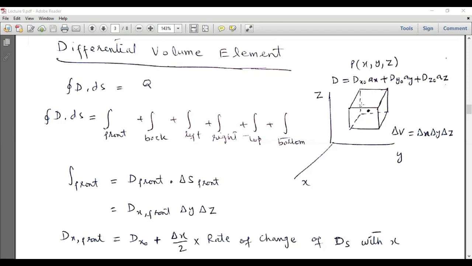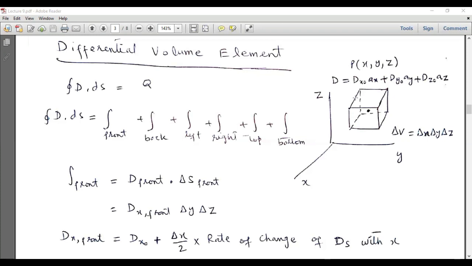So we have a rectangular closed surface or a cubical closed surface, and this is our point of interest, which is lying at the center. And the electric flux density at this point is equal to Dx0 ax plus Dy0 ay plus Dz0 az, and the coordinates of this point are P(x, y, z). The differential volume of this element is equal to delta x, delta y, delta z, right?